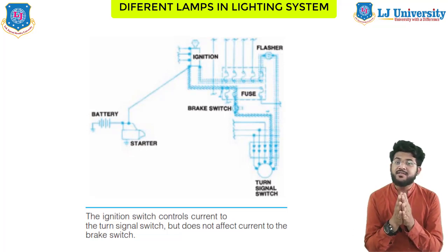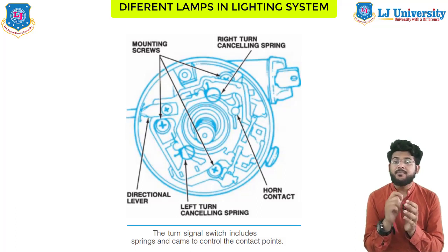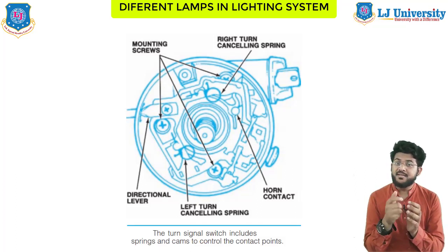The turn signal switch is mounted within the steering column and it is operated by the hand lever. Moving the lever up or down closes the contact, so it supplies current to the flasher unit and to the appropriate turn signal lamp. A turn signal switch includes cams and springs that cancel the signal after the turn has been completed. As the steering wheel is turned in the signal direction and then returned to its normal position, the cams and springs separate the turn signal switch's contacts.